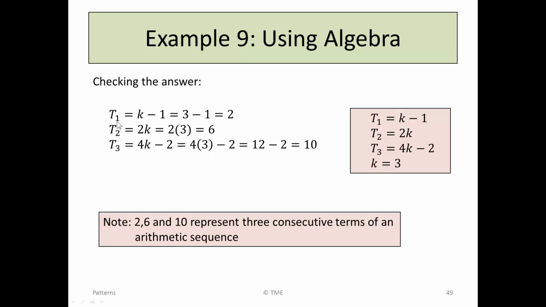So just checking our answer, if k is 3, T1 is k minus 1, or 3 minus 1, which is 2. T2 we knew was 2k, and 2 times 3, because k is 3, gives us 6, and T3 is 4k minus 2, but k is 3, so 4 times 3 minus 2 is 12 minus 2 is 10. So our numbers now are 2, 6, and 10. And note that 2, 6, and 10 represent 3 consecutive terms of an arithmetic sequence, because 2 plus 4 gives us 6, 6 plus 4 gives us 10.